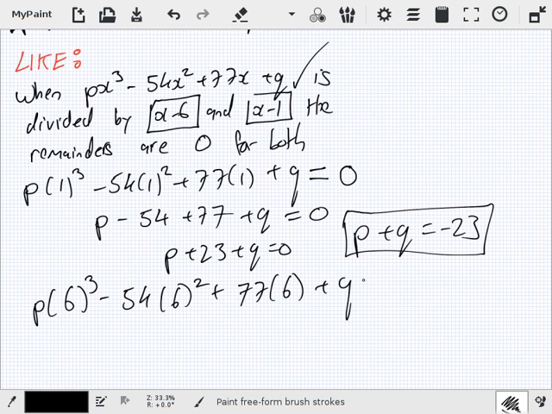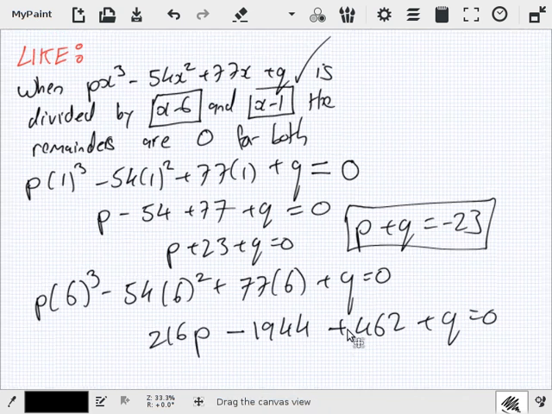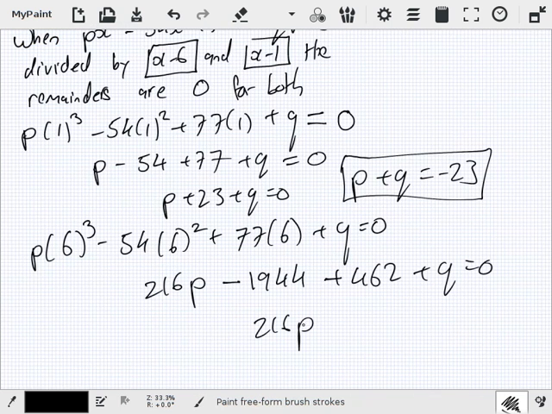Any chance that you have those numbers calculated? 216p, minus 1944, plus 462, plus q, equals 0. And now you can take those two over. So you get 216p plus q equals 1482.